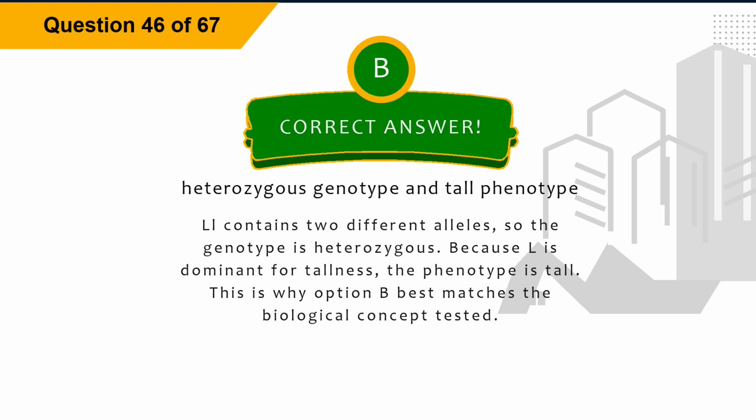Explanation. Ll contains two different alleles, so the genotype is heterozygous. Because L is dominant for tallness, the phenotype is tall. This is why option B best matches the biological concept tested.